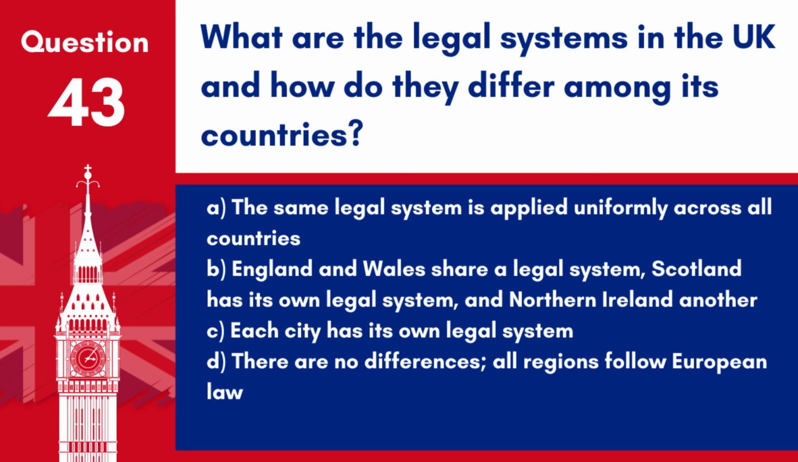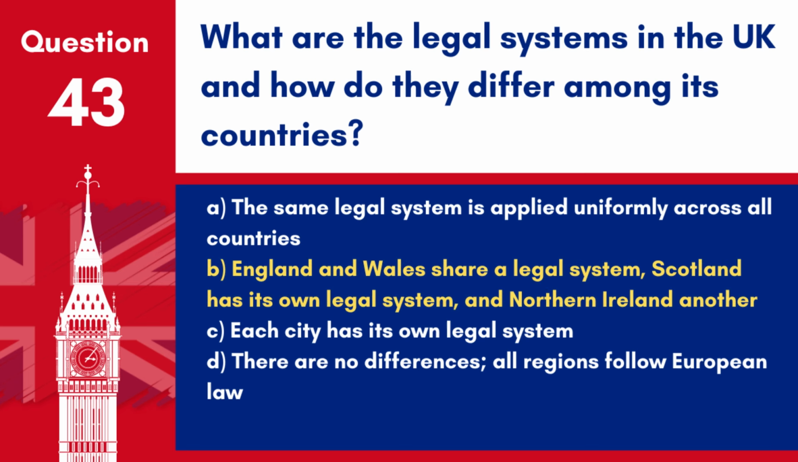Question 43. What are the legal systems in the UK and how do they differ among its countries? A. The same legal system is applied uniformly across all countries. B. England and Wales share a legal system. Scotland has its own legal system, and Northern Ireland another. C. Each city has its own legal system. D. There are no differences. All regions follow European law.